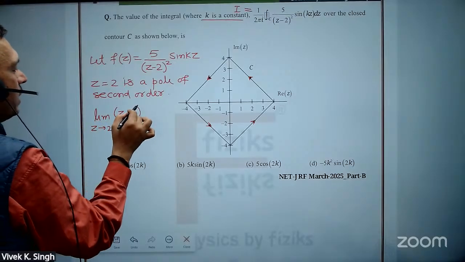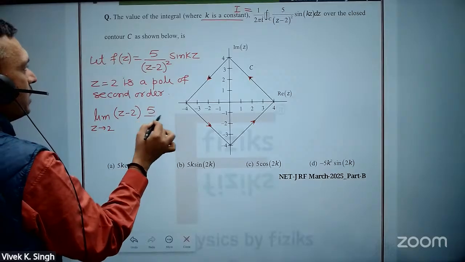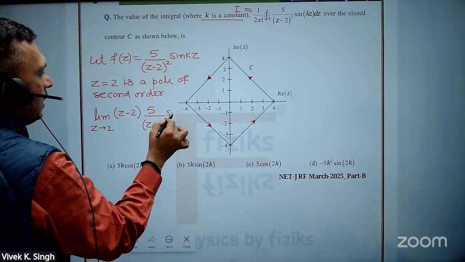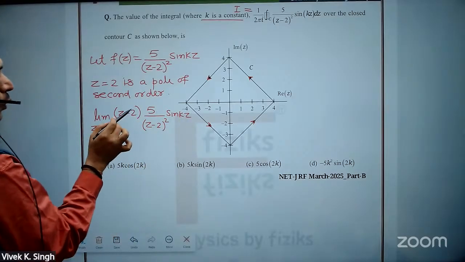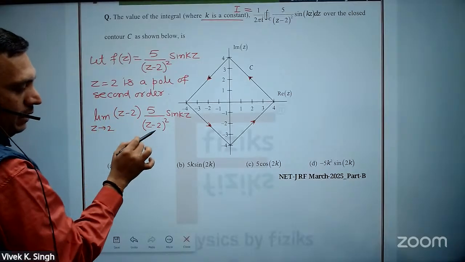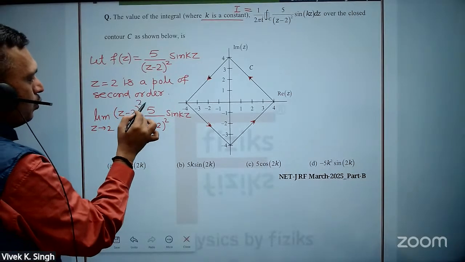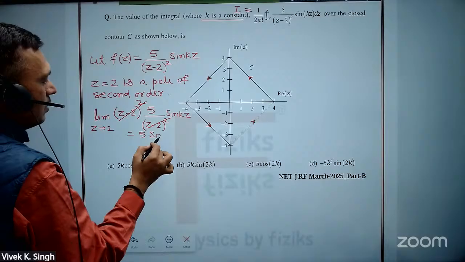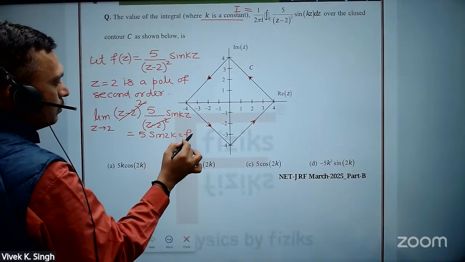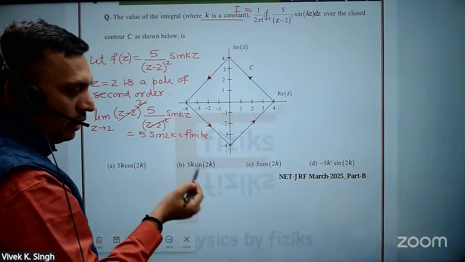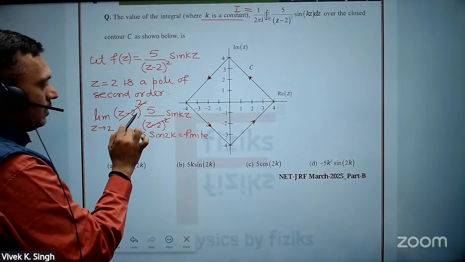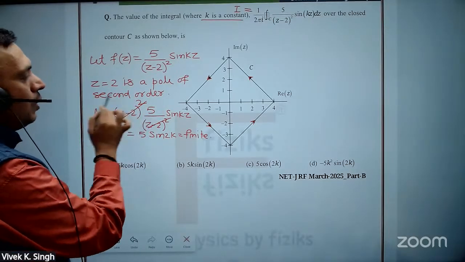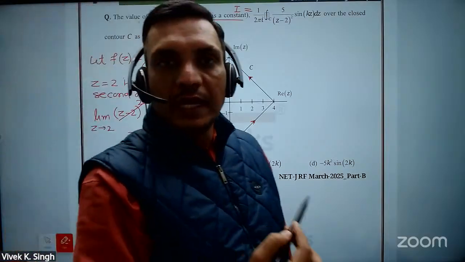You have to see the lowest value for which this will be non-zero, times sine kz. So what should be the lowest power? Because if you take 1 here, then this will not be finite. But when you take 2 here, this will cancel out and you will get 5 sine 2k, and that is the finite value. So that is how you have to check the order. So z minus a in general at a power n. So what lowest value of n will give you the order. So it's a pole of second order.